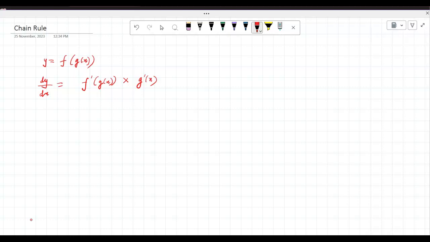Now the IB writes this in a different manner. I've written it in a form which makes it very easy to understand. The IB is writing the same thing, but it says that if y is a function of u, where u is a function of x, then dy by dx is equal to dy by du, the derivative of the outer function, into du by dx, the derivative of the inner function. But if you write it like this, you will understand better. Now I'll start with the examples.